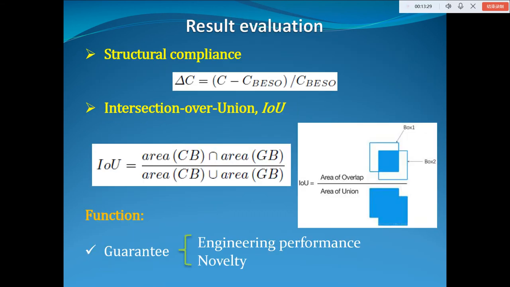To get the result we want, we set two metrics to evaluate them. One is the difference of structural compliance with the benchmark to guarantee the engineering performance. The other is intersection over union, a concept from image processing, which is used to measure the difference between structures to guarantee the diversity.